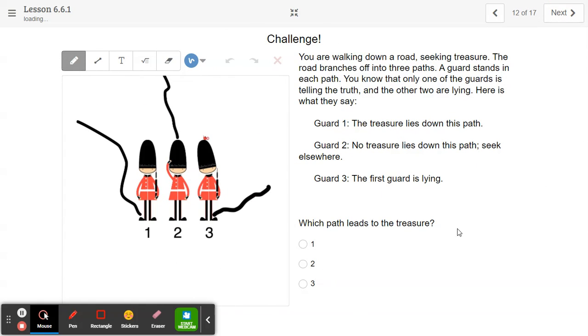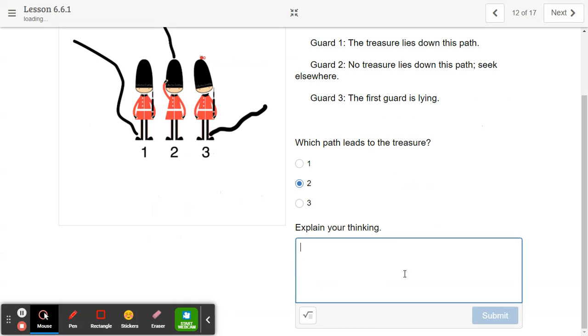Okay, this is a challenge slide. I just want you to try this out on your own, see how you do. You can choose whichever one you want. And then once you choose a path, just explain your thinking. There's not necessarily a right or a wrong answer.